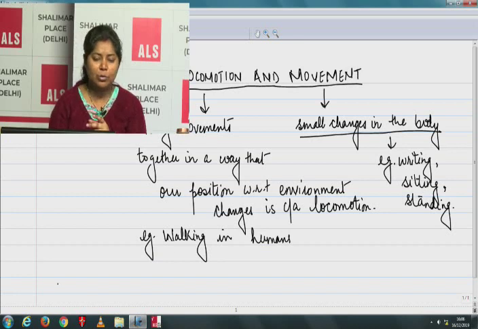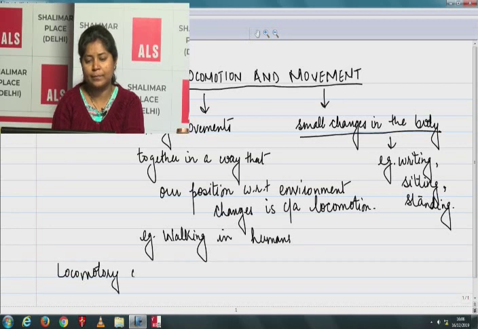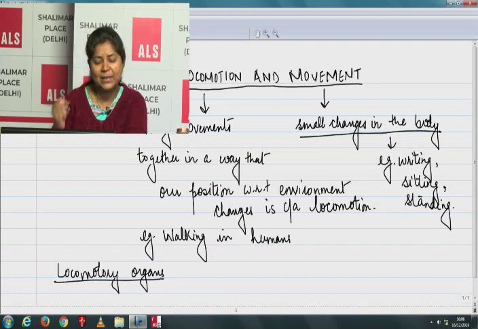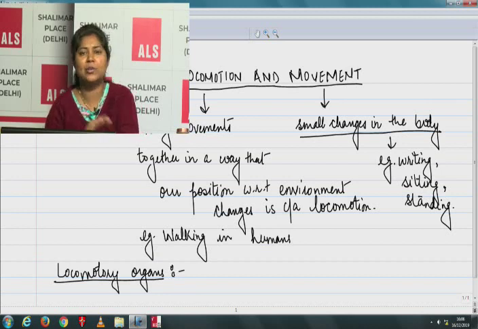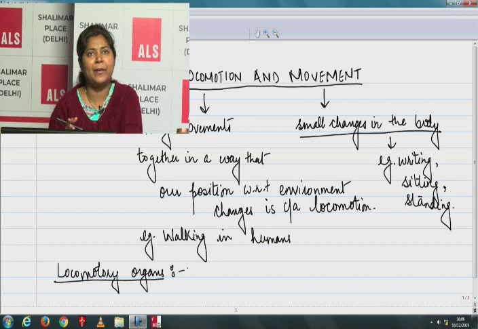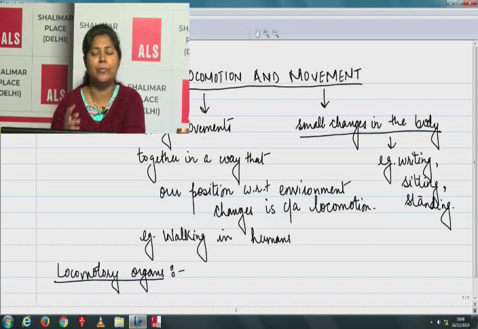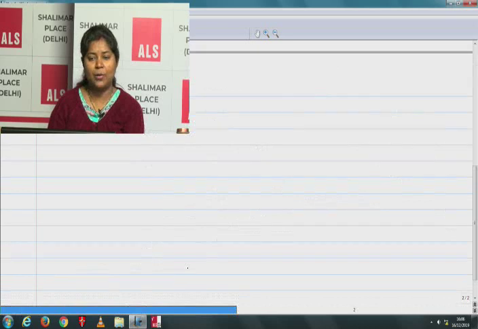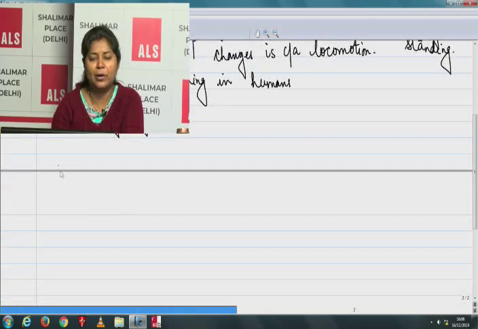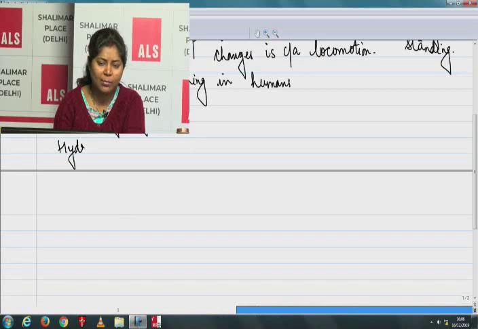So if you go for the locomotory organs in different groups of animals, I'll start with the basic ones. We know that not all animals have the property to move from one point to another. For example, porifera does not have the capability to move from one place to another. Porifera is basically the sponges, the bath sponge, Sycon, Leuconia, all coming under porifera. So we'll start talking about locomotory organs from Hydra onwards.